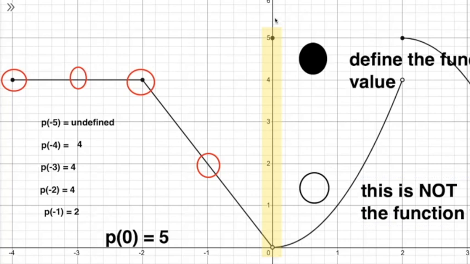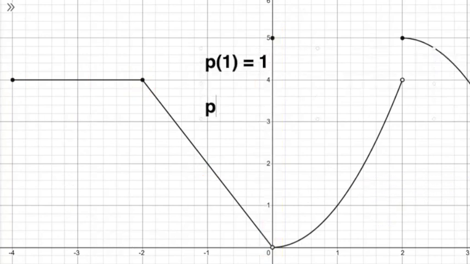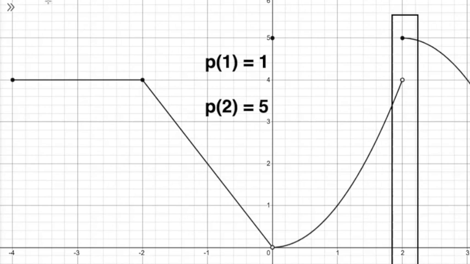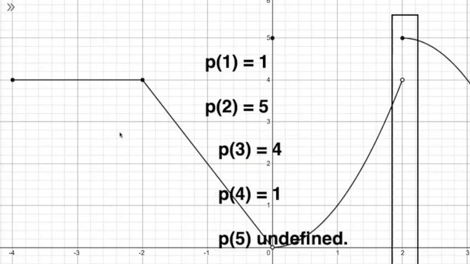So now what about p of 1? 1. What about p of 2? Again, we have this open circle versus closed circle business, so we have to know where to look. Now, what about p of 3? 4. What about p of 4? 1. What about p of 5? All right. So you'll have a good sense of how these things behave when they jump around.